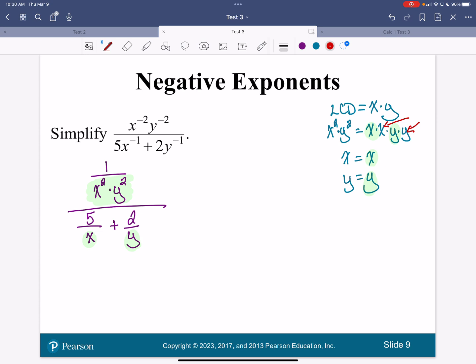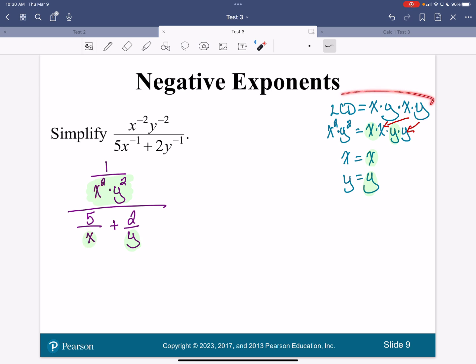Your LCD is always going to have your highest exponent in it. Okay, and my highest exponent here is 2. So I've got to include that x and that y again, because here they're both squared. That would be like having a 2 here and having a 4 here. So if you've got 2 and 4, what's your LCD? Between 2 and 4? That 4. 2 would be your GCF, 4 is your LCD.